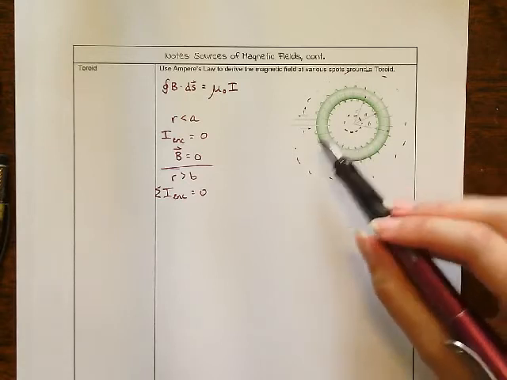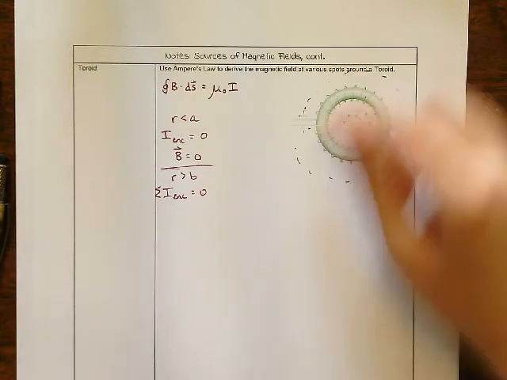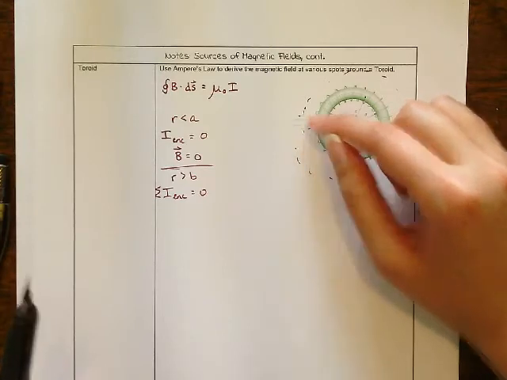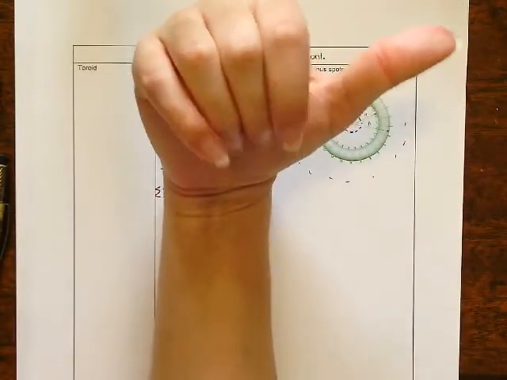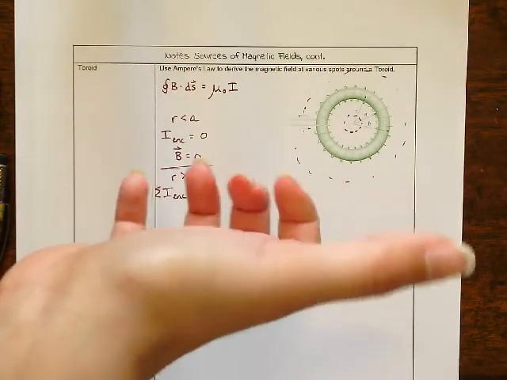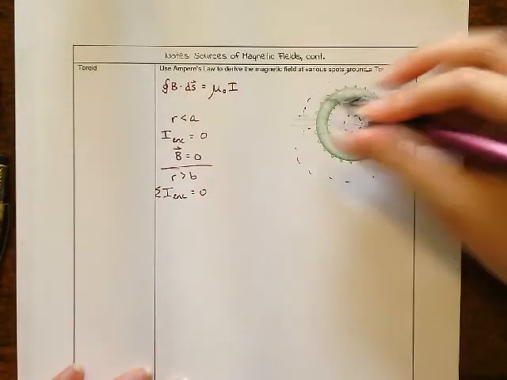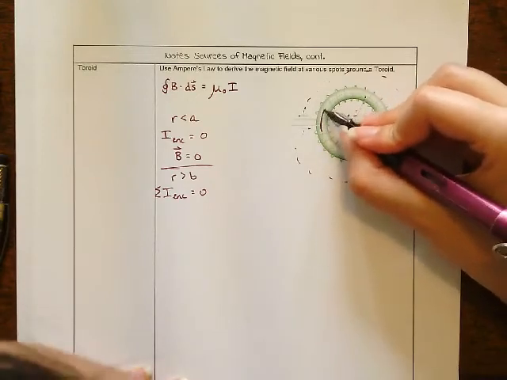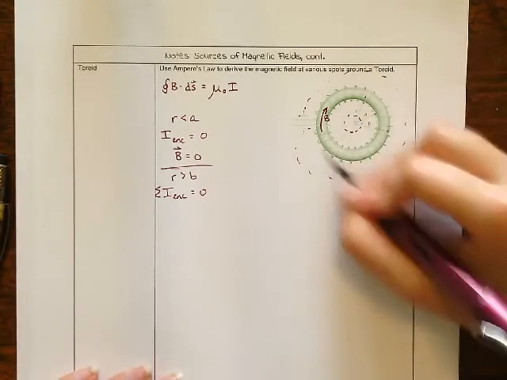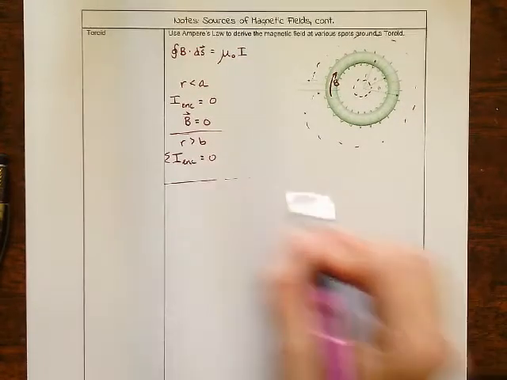Looking at this picture, let's see if we can figure out which way this is going. Let's take a look at this loop right here. The side of the loop that's close to us has the current going to the right. If I arrange my fingers so that they're tucked into the loop, my fingers are pointing this way. So my magnetic field is circular. It's going all the way around on the inside of that toroid.